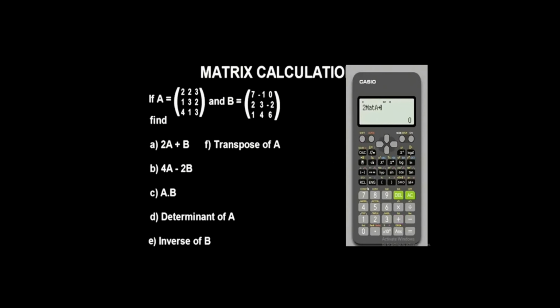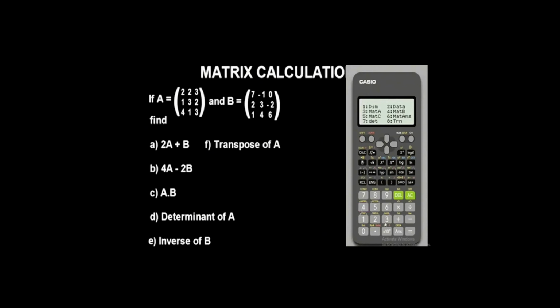Press shift this button 4. Mat B is option 4. So that's it, press equal. So this will give you the output to get 4 mat A minus 2 mat B. Let's remove this and go back. We have shift this.